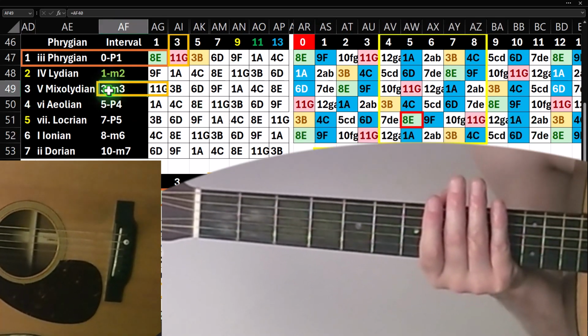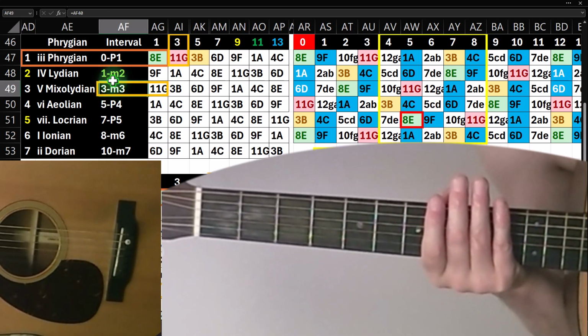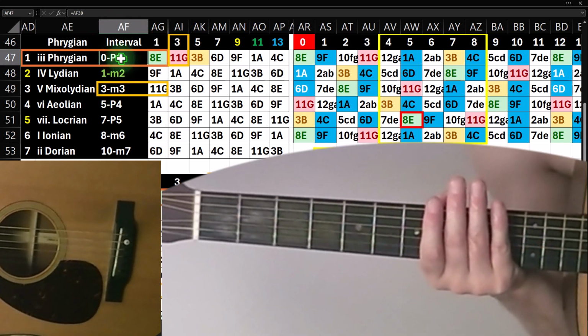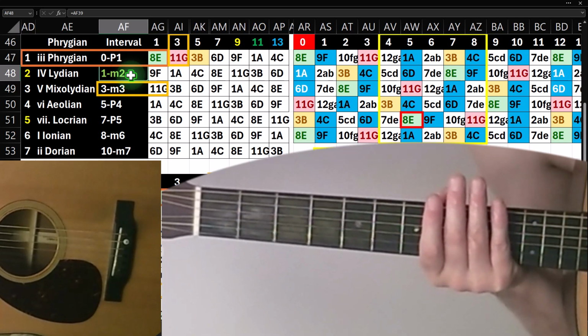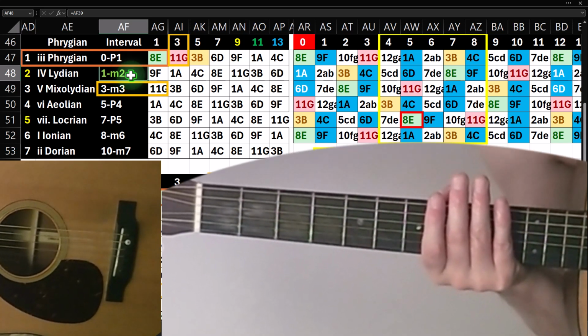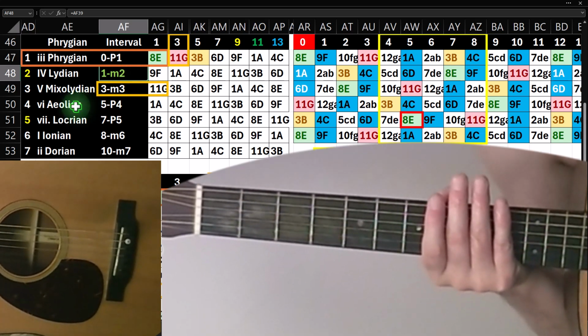So the Phrygian intervals, if we look at the intervals, are going to be a 0 note away perfect first, a 1 note away minor second. That's the interval that's different from the Phrygian to the main minor, which is the Aeolian.